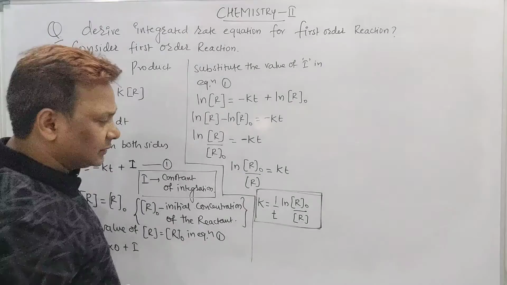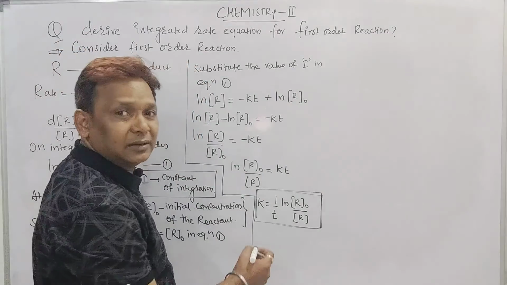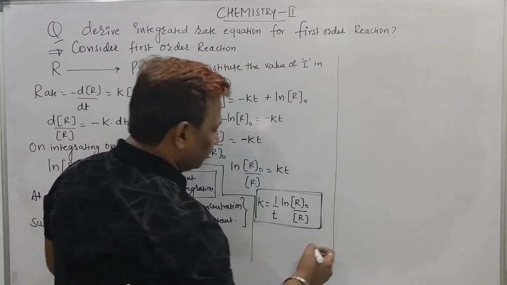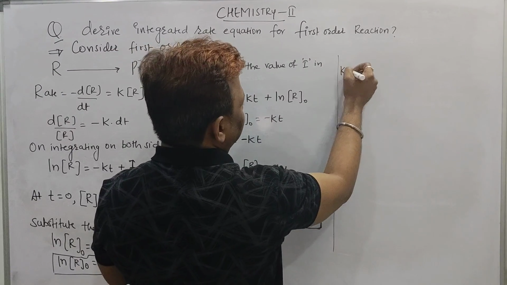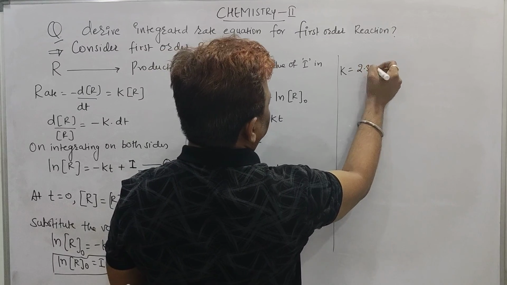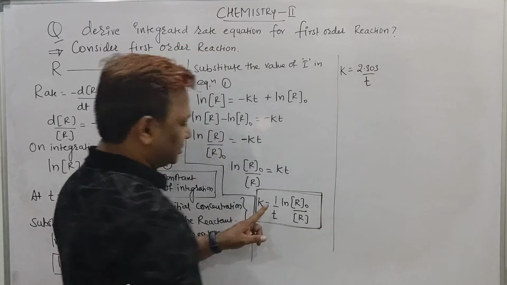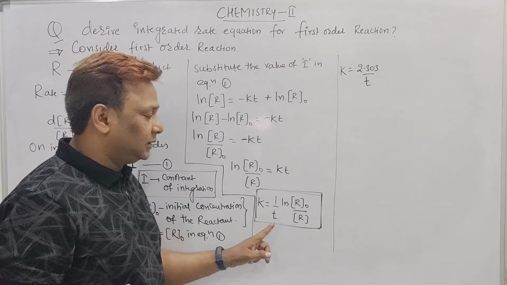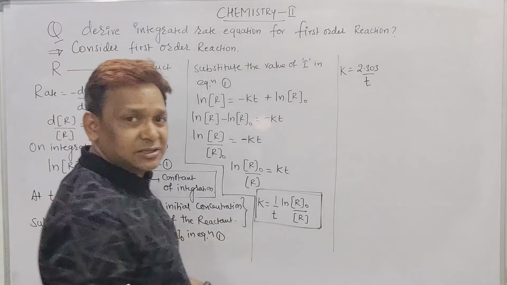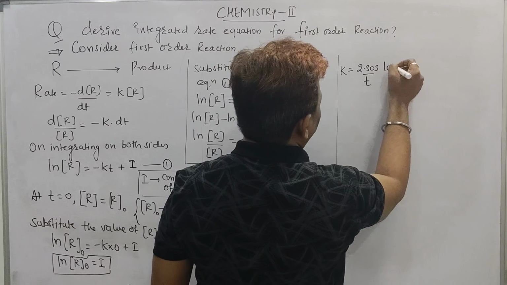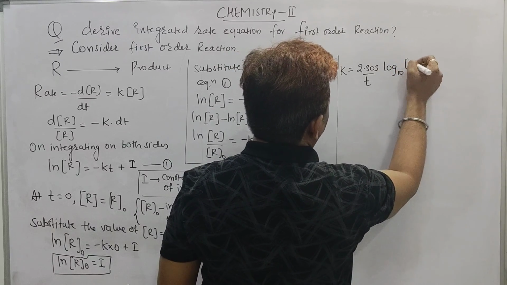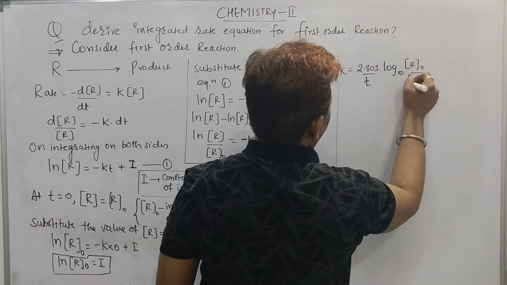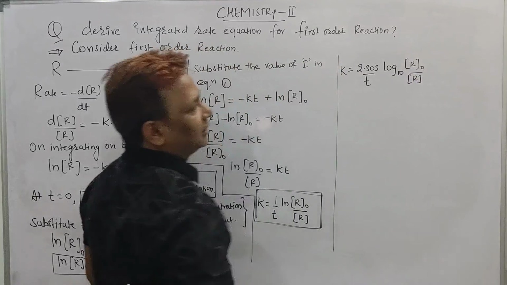Right? If you want to write this in terms of log to the base 10, how should the equation be written? k is equal to 2.303 by t. Instead of 1 by t, what should you write, beta? 2.303 by t. Into ln is there. Instead of ln, what to say? Log to the base 10 concentration of R naught by concentration of R.